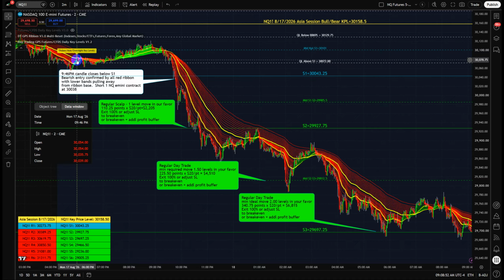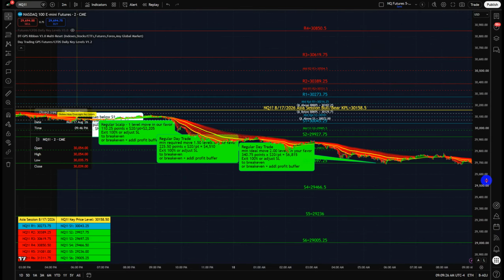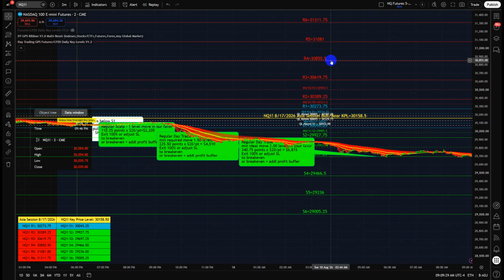Now, with this particular indicator, what you're looking for is closes above or closes below any of the main key levels as far as your initial entry signal. And then for confirmation of our entry, we're going to need confirmation from the ribbon indicator. So the main key levels with this particular indicator are going to be the bull bear key price level, bull bear KPL, and then we also have R1 through R6 and S1 through S6.